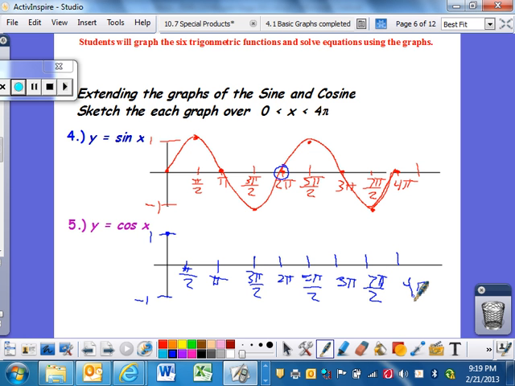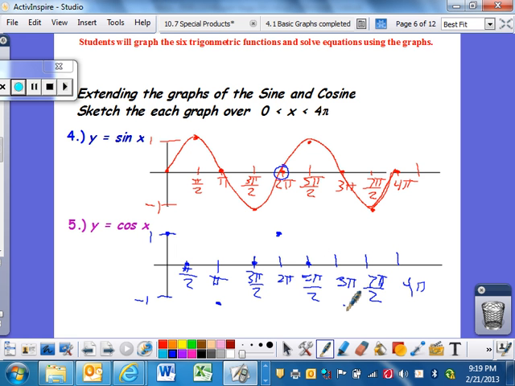So if we start at 1, at pi over 2 we're going to have 0, at pi we're going to have negative 1, at 3 pi over 2 we're going to be back to 0, and at 2 pi we're going to start to get back to 1. Just as we did over here, we started at 1 and we end at 1 whenever we get back to our 2 pi. So if we go to 5 pi over 2, we're back to 0.